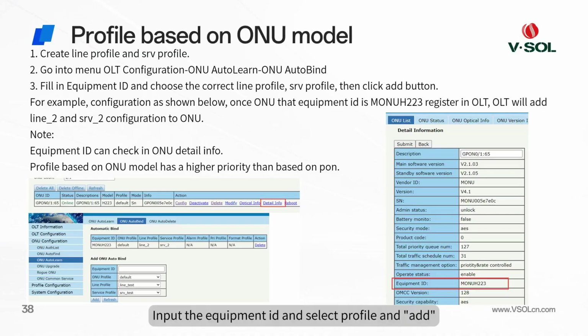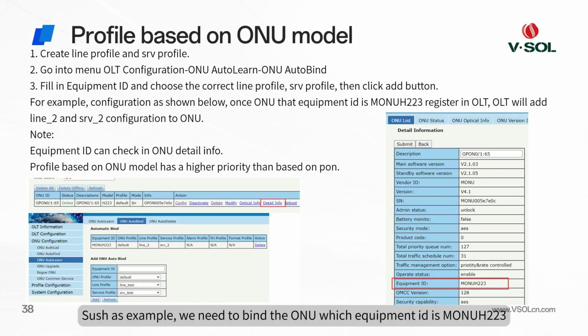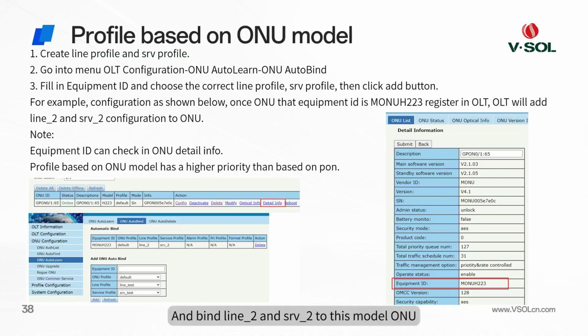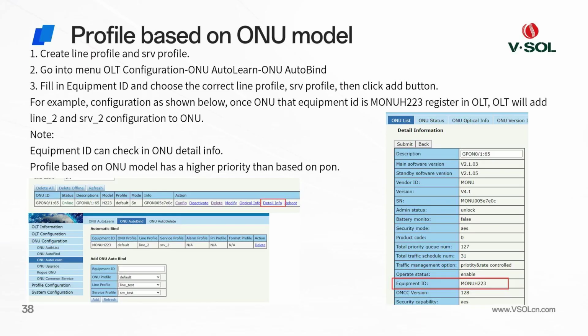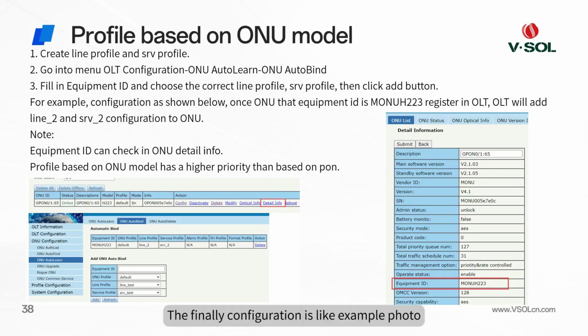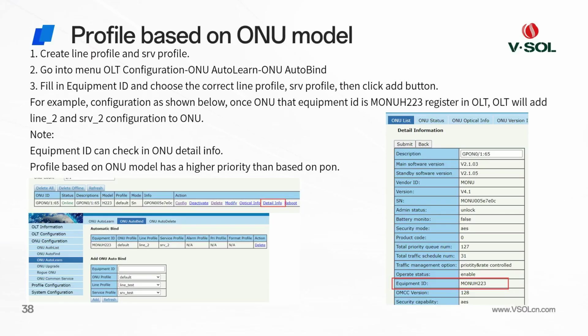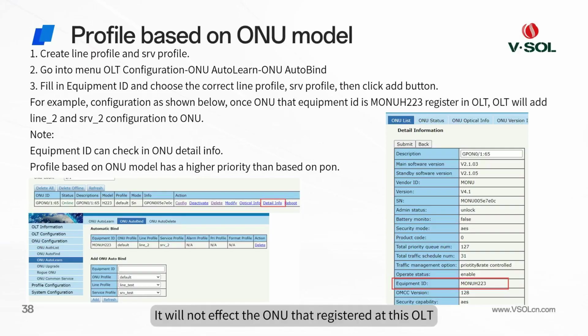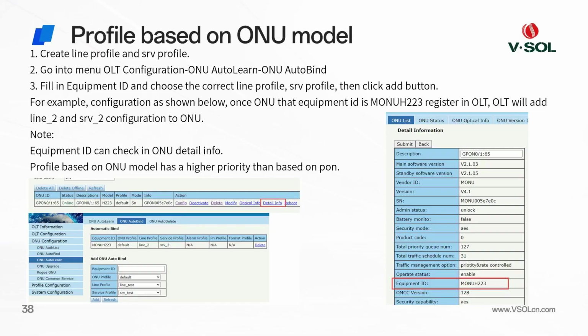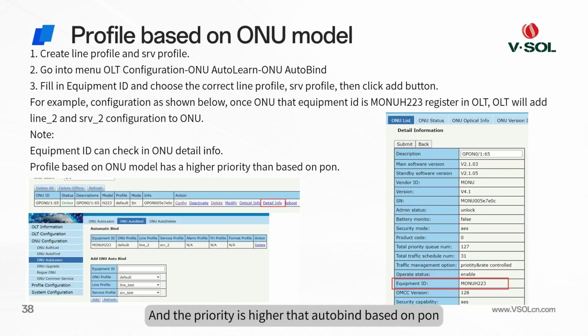Such as in the example, we need to bind the ONU whose equipment ID is MONUH223, and bind line 2 and SRV2 to this ONU model. The final configuration is like the example photo. And please note that this auto-bind only affects ONUs that register after this is configured. It will not affect ONUs already registered at this OLT. And its priority is higher than auto-bind based on PON.